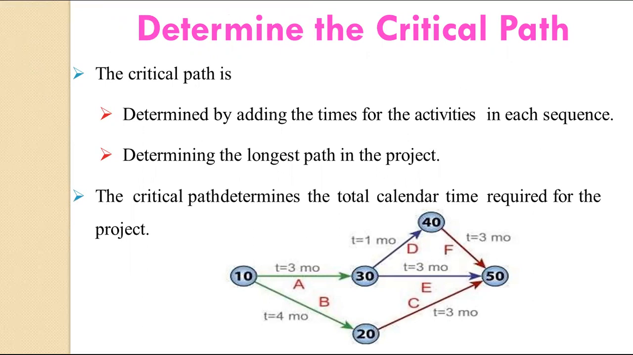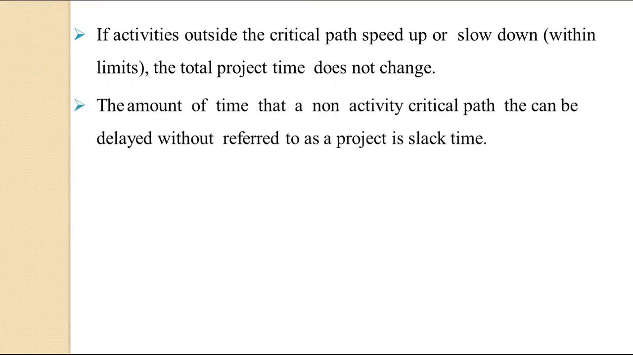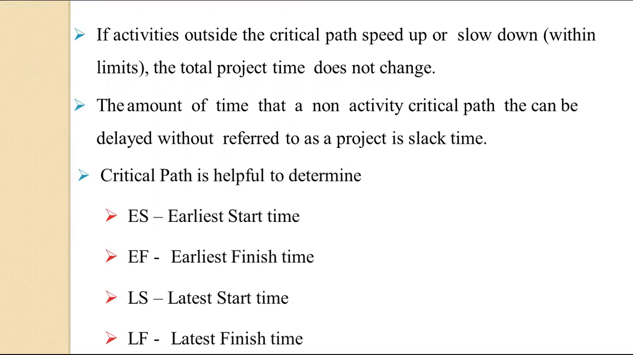Here the activities outside the critical path can speed up or slow down within limits, so the total project time does not change. The amount of time that a non-critical path activity can be delayed without delaying the project is referred to as the slack time. The critical path will help us to determine the earliest start time ES, earliest finish time EF, latest start time LS, and latest finish time LF.